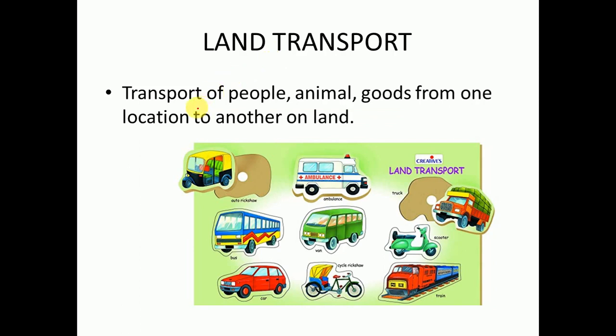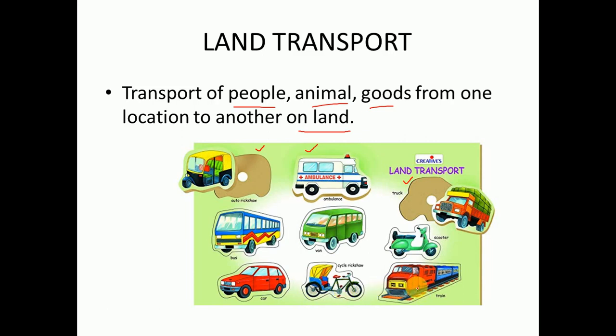Transport of people, animal and goods from one place to another on land. Okay? Land पे लोगों का, animals का and goods का transfer, movement. Okay? Now there are different land transport. Auto rickshaw, fine. Then ambulance, truck, bus, van, scooter, car, cycle rickshaw and train and many other, right?